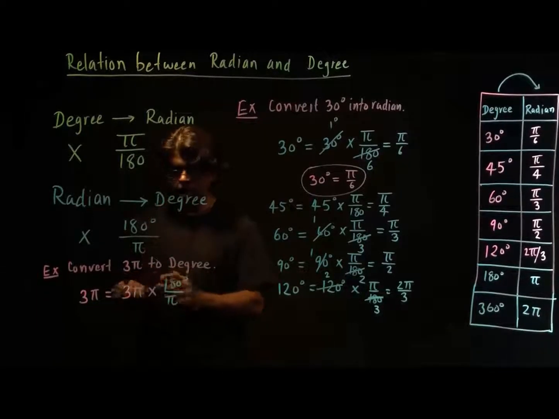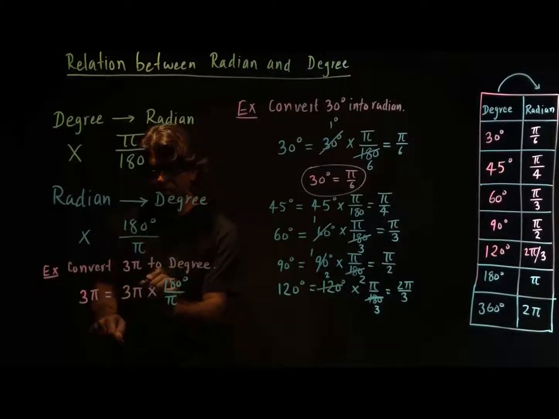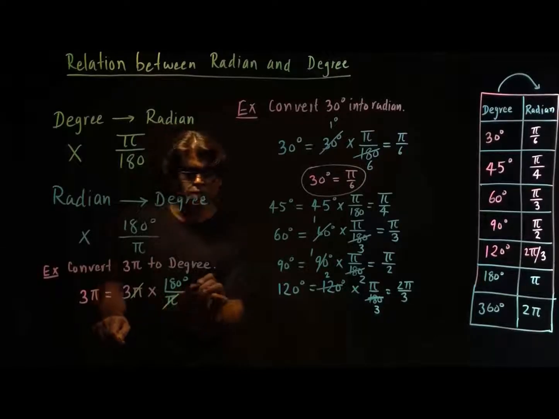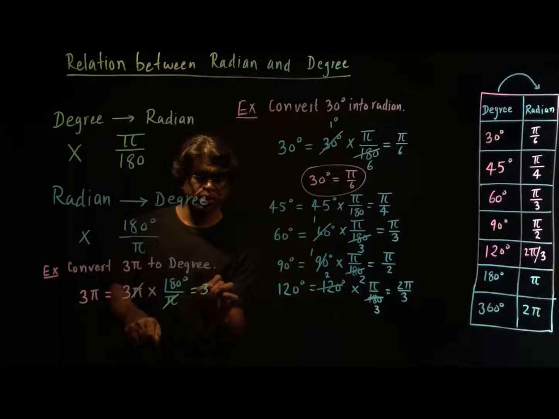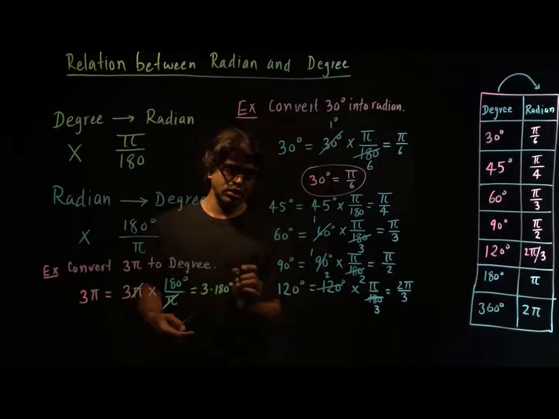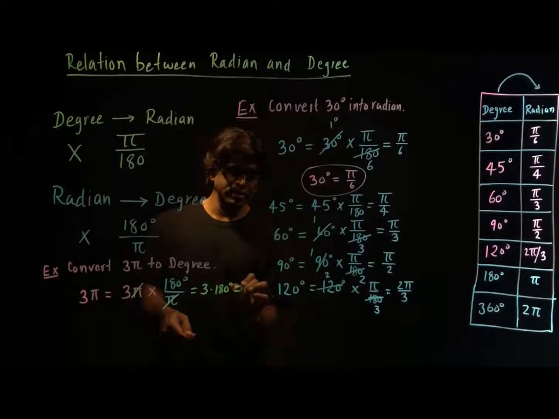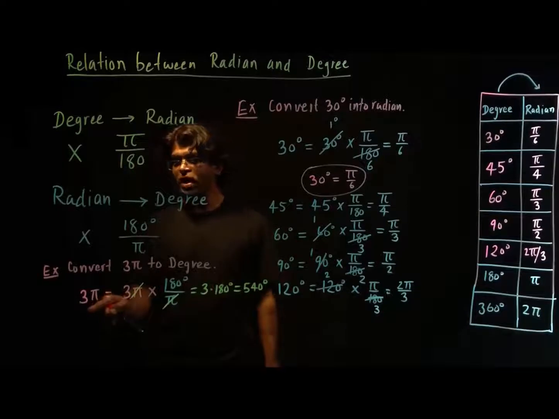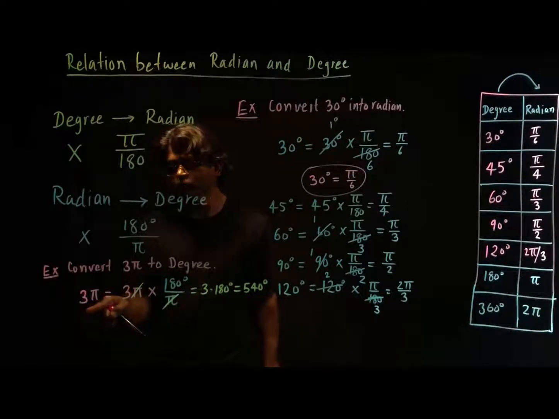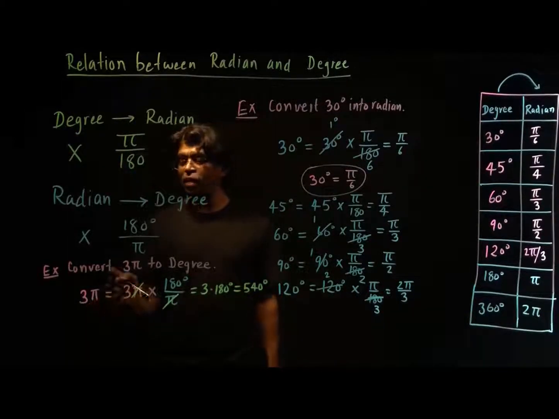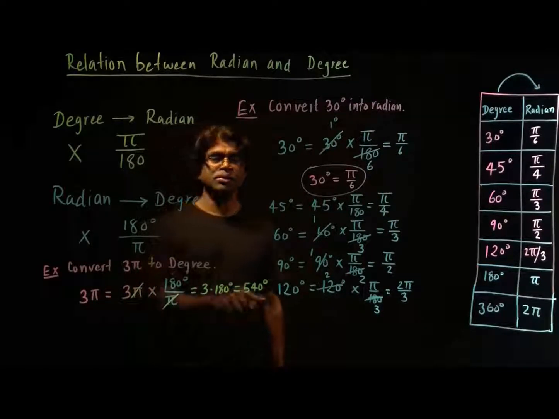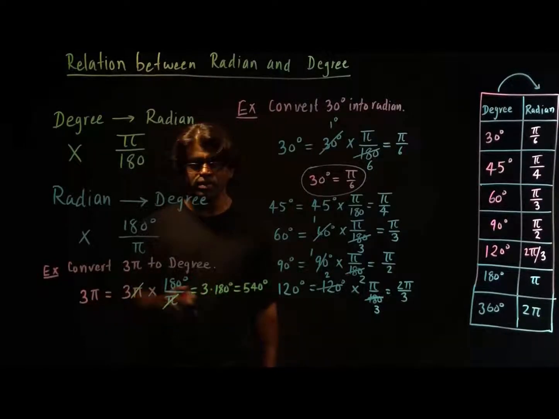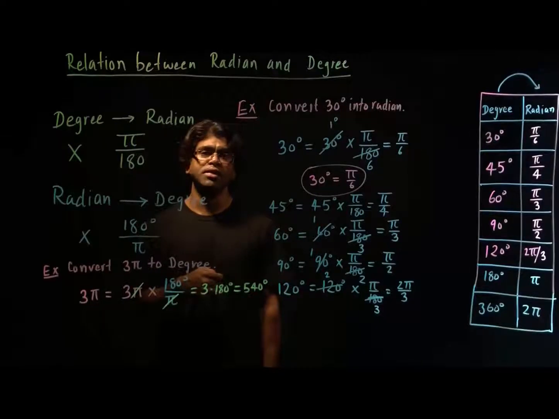Now look at this. I can easily cancel my pi with pi, and what is left? 3 times 180 degrees, and 3 times 180 is 540 degrees. So if I want to write 3 pi in terms of degree, then 3 pi will be 540 degrees.